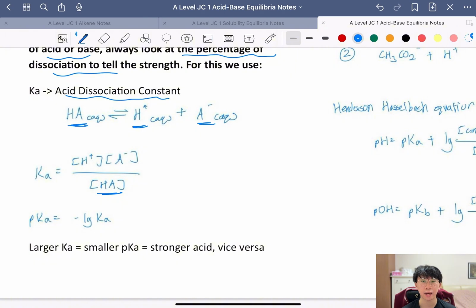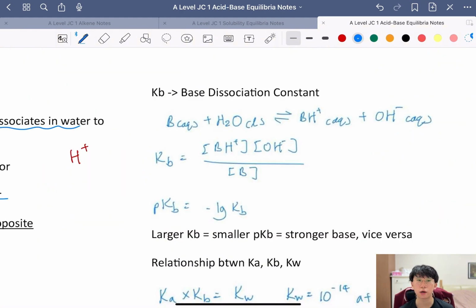And pKa, as stated, is negative log Ka. The larger your Ka means you have a smaller pKa, and a smaller pKa always means a stronger acid. You can think of it like a smaller pKa relates to pH, and a smaller pH always means that your acid is stronger.